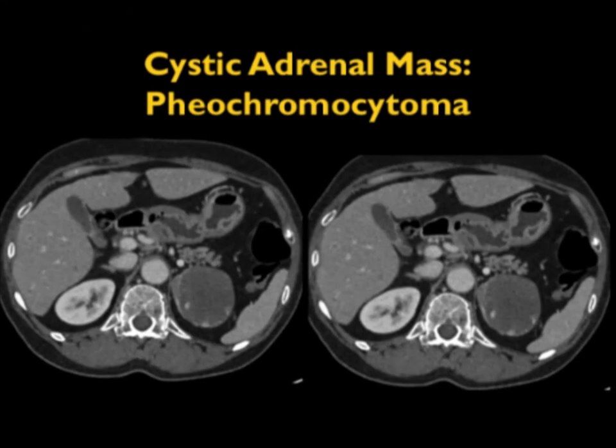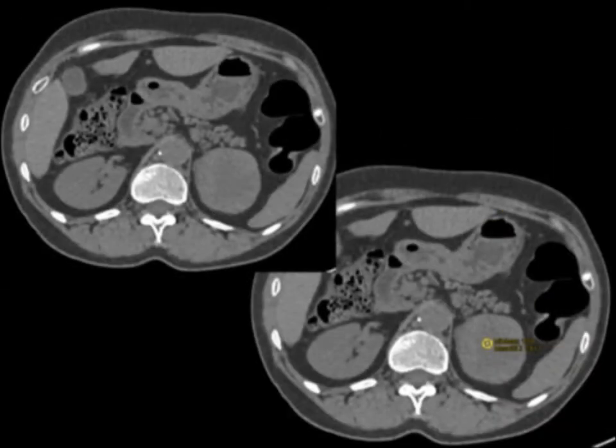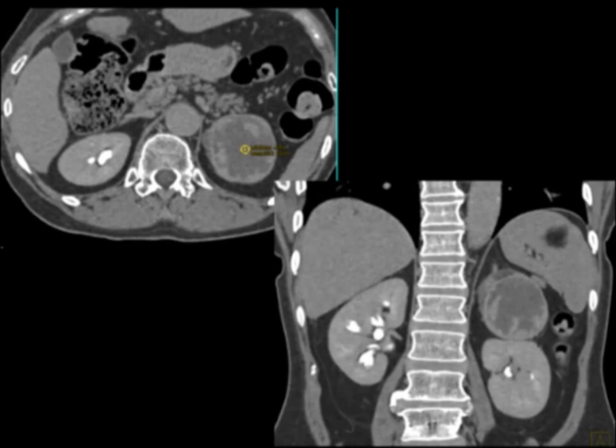Or look at this example, solid mass, left adrenal gland. What could this be? Well, when you go from the non-contrast scan and then you look at the contrast-enhanced scans, you can see some of the enhancement, but it's not as vascular as some of the cases, and it's very cystic. So pheos, we like to think of a classic pheo as hypervascular, solid, but cystic lesions do occur.